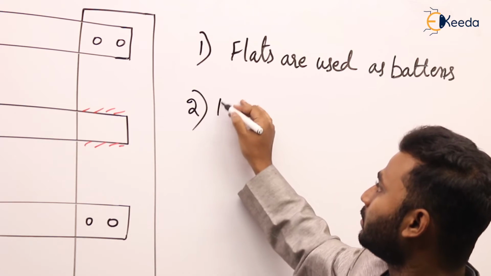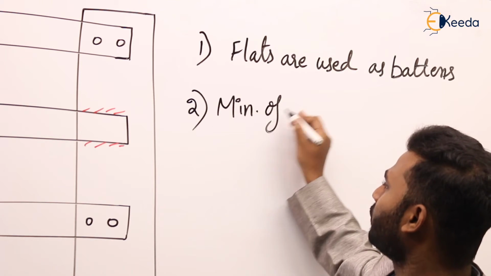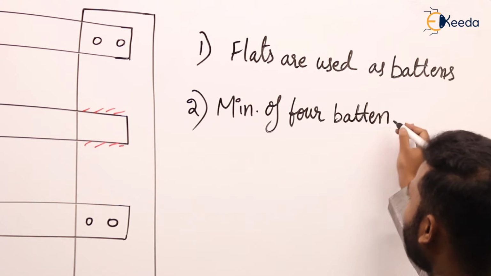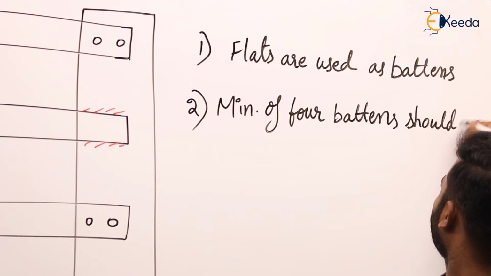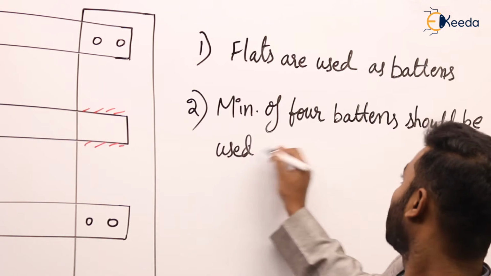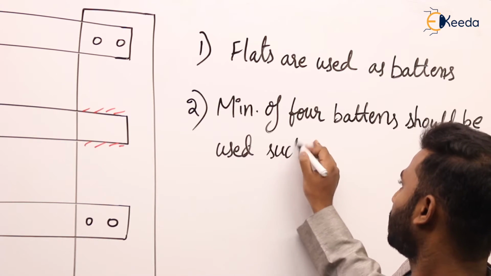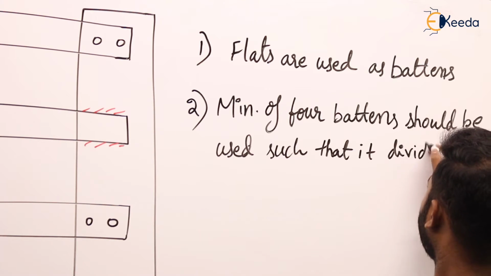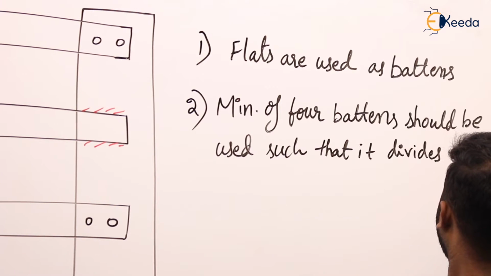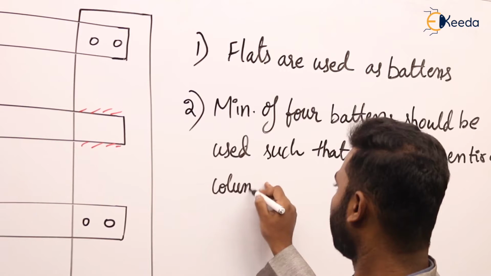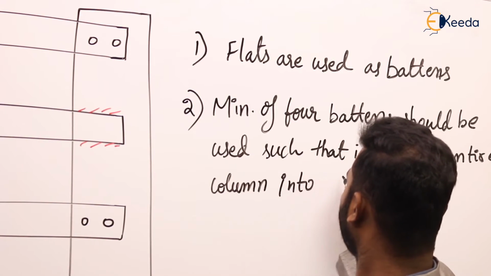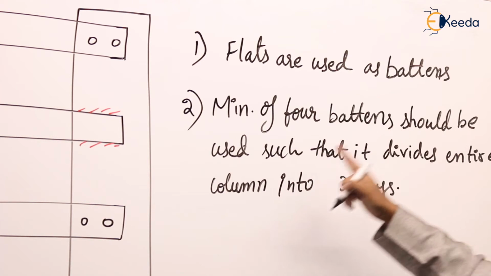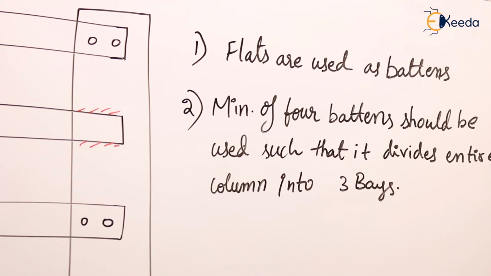Next, a minimum of 4 battens should be used such that it divides the entire column into 3 bays. Minimum of 4 battens should be used such that it divides the entire column into 3 bays.